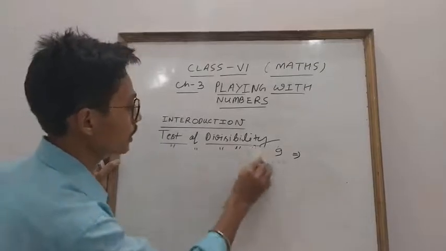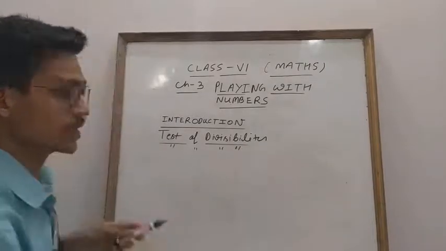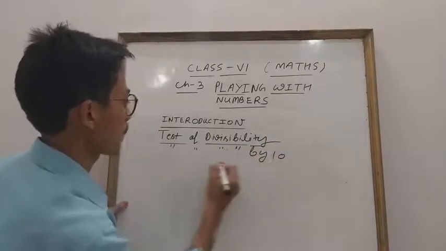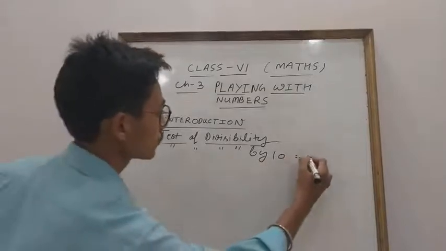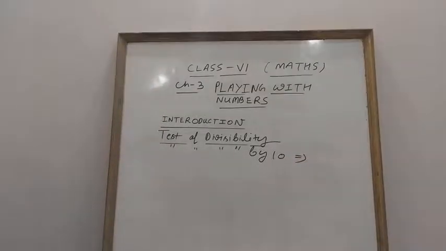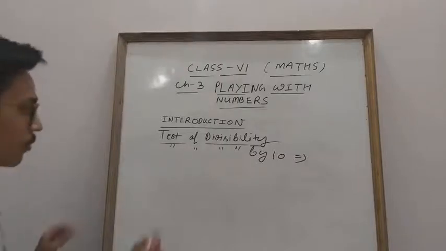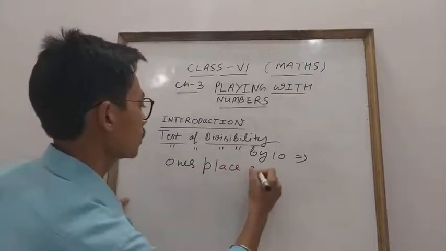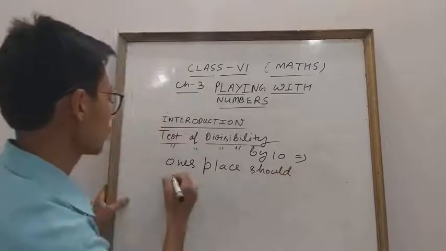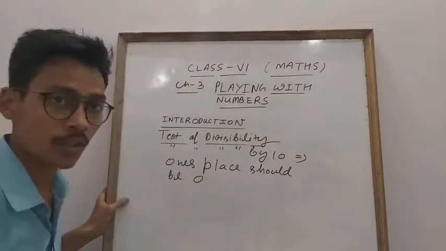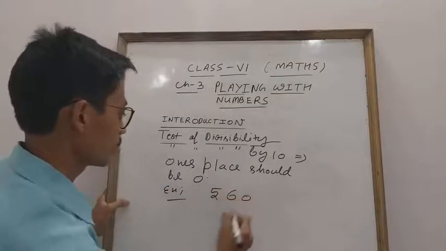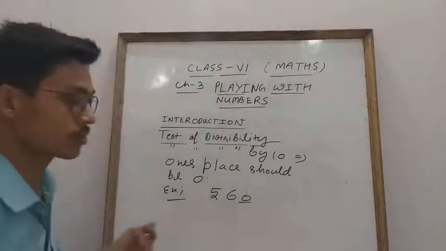Now here I am going to explain the test of divisibility by 10. Can anyone tell what is the test of divisibility by 10? The test of divisibility by 10, student, is that the ones place should be 0. For example, take 500 or 60. The ones place is 0, so the number is divisible by 10.